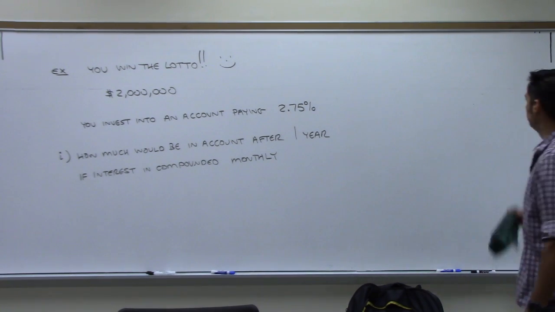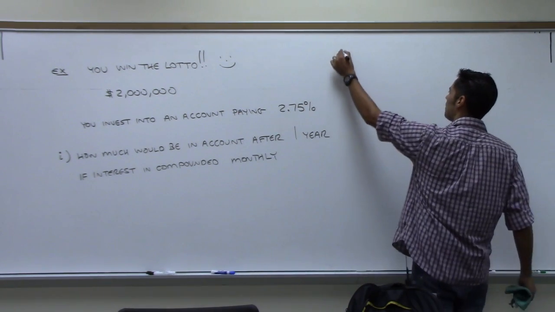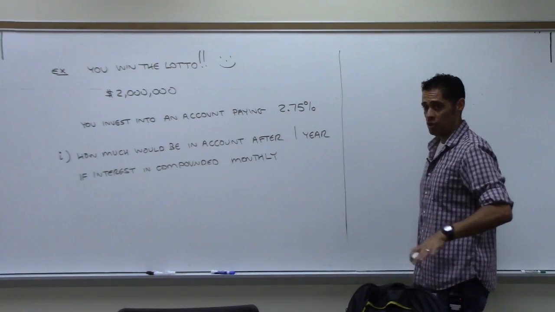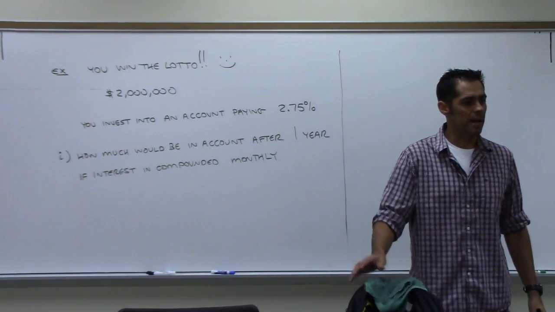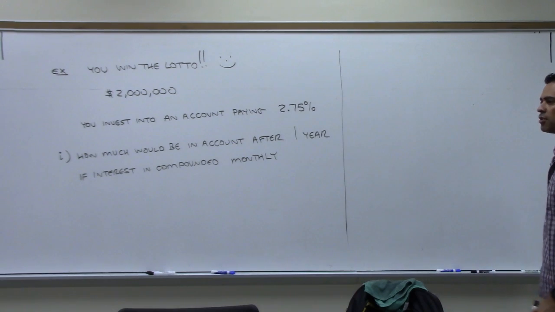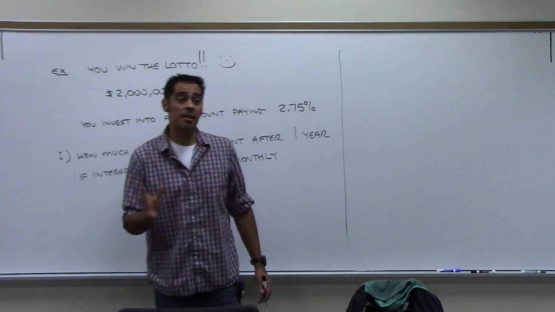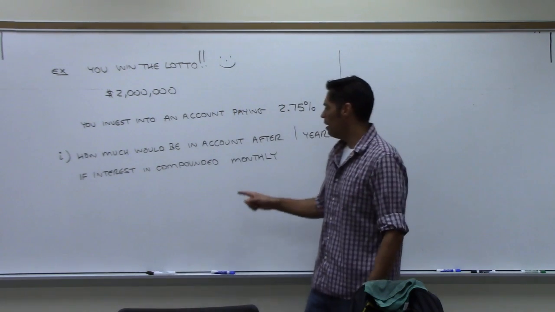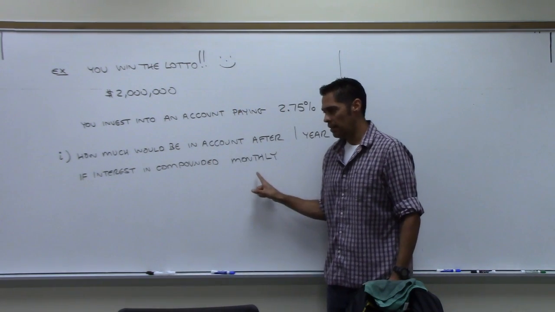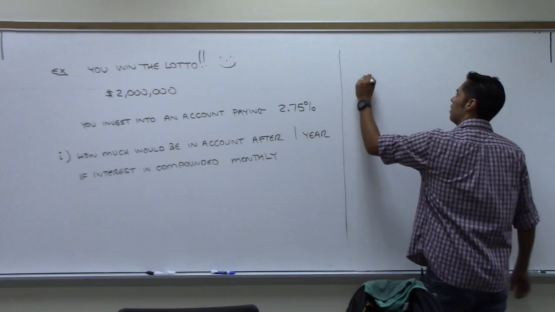Let's do that. So basically what we're going to do is put the money in there, 2 million. We're not going to touch it for a year, and we want to see how much we have at the end. So which of the two formulas are we using? The first one, right? And the reason you can tell is because they tell you how often it's compounded, right? Monthly. So I'm using this.